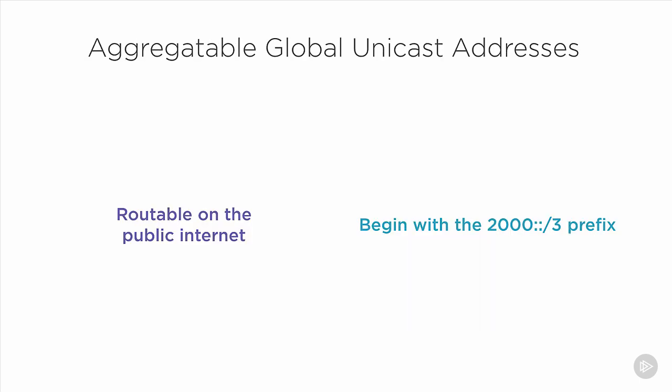Global unicast addresses are also known as aggregatable global unicast addresses, and they're globally routable over the public IPv6 internet, and they function pretty much the same way as public IPv4 addresses. IPv6 global unicast addresses begin with the 2000:/3 prefix. This means that the first 3 bits, the 3 leftmost bits, are always the same.